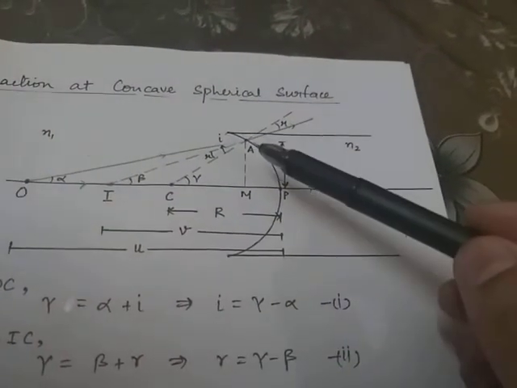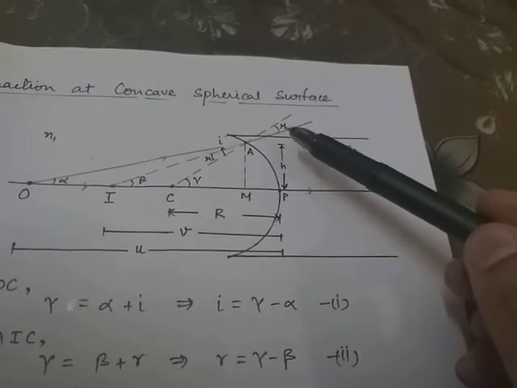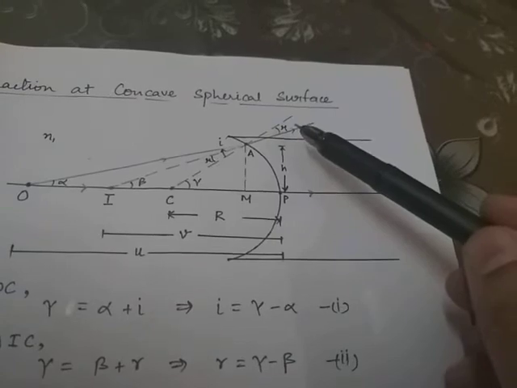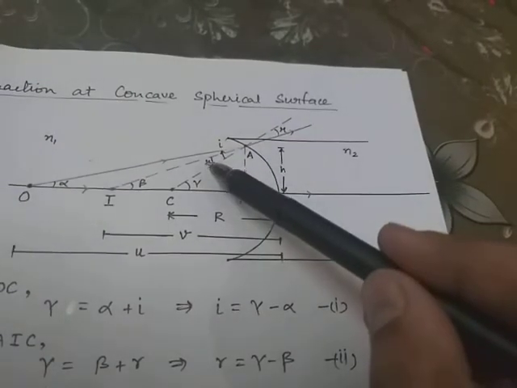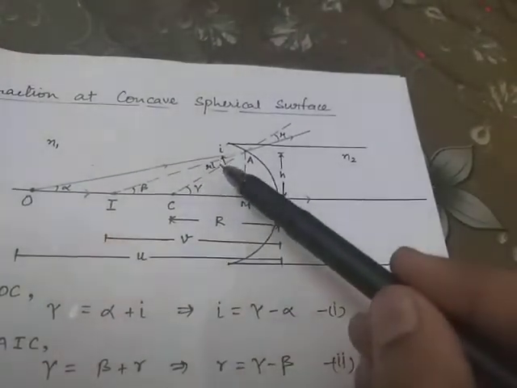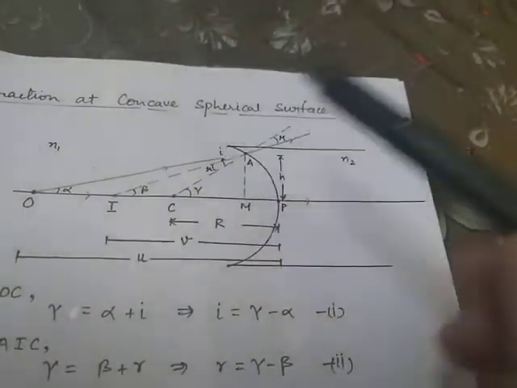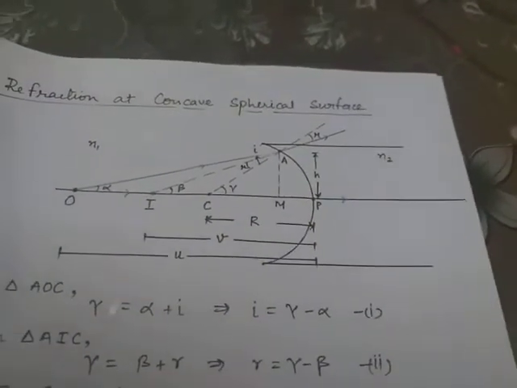One more thing, the angle between this refracted ray and normal is called angle of refraction R, and by the property of vertically opposite angles, this angle will also be R. This angle is IAC. This is also R by vertically opposite property. So this is about the diagram. Let's see the derivation now.